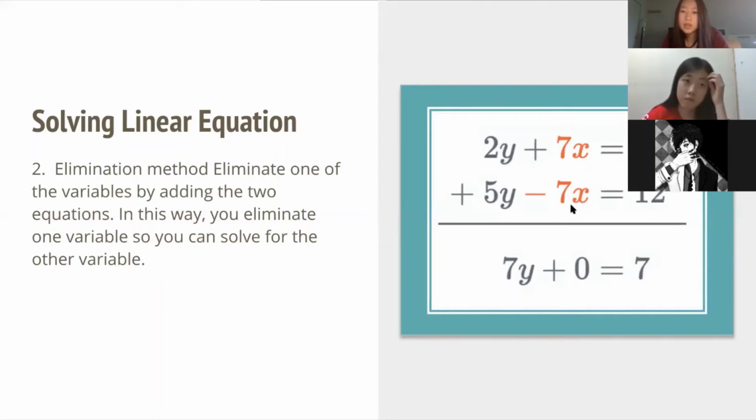So basically in this case, they eliminated the x, so only y is left, which in this case, you divide both sides by 7, so you get y plus 0 equals 1, which means y equals 1.